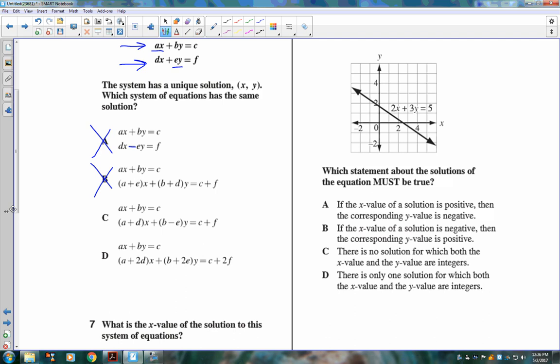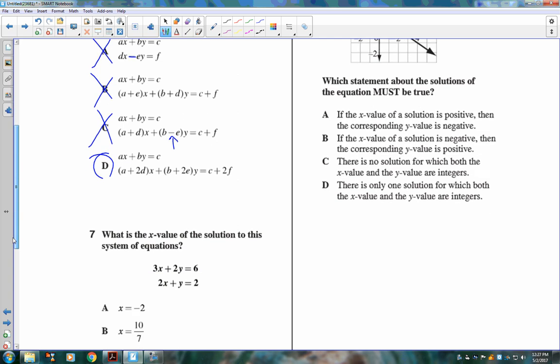On C, they added A and D together. That's okay because they're both X terms. B and E together. Oh, look, they didn't add B and E. They subtracted B and E. You can't add A and D and then subtract B and E. If you're going to have a negative for this E, you've got to have a negative for all of those. So that rules out C. So that leaves only one choice, which is D. What they did here is they multiplied the bottom equation, everything by 2, and then they added them together, AX plus 2DX, and they took out the X. Same with the rest of it. So D is your only choice there.